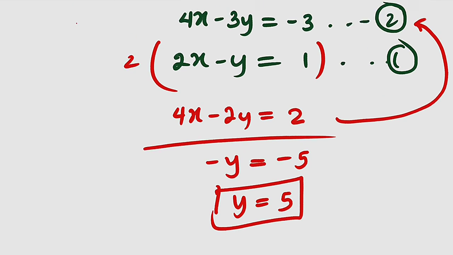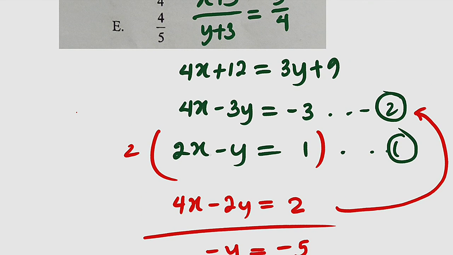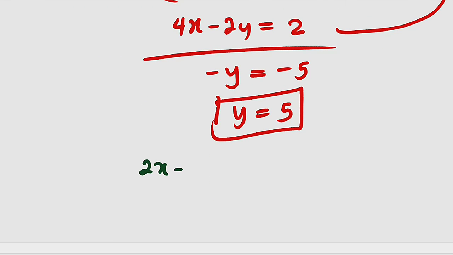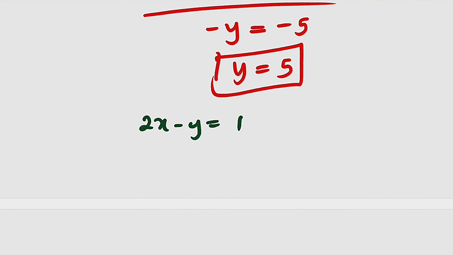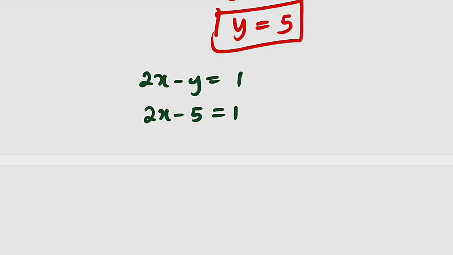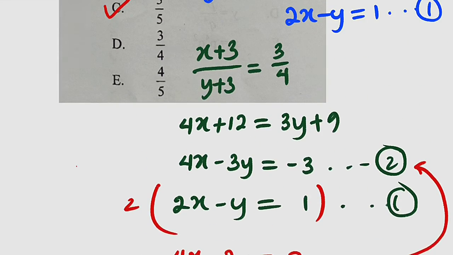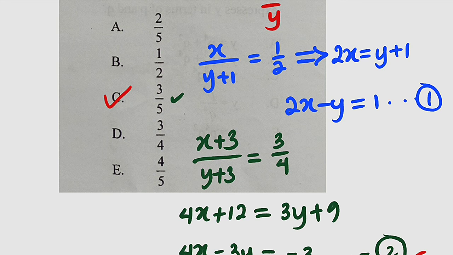So if y is equal to 5, what will be the value of x? I think we can use this equation. 2x minus y equal to 1. But y equal to 5, so we have 2x minus 5 equal to 1. Take 5 to the other side, we have 2x equal to 1 plus 5 is 6. Divide both sides by 2 and x will be equal to 3. So remember our fraction is x divided by y, which means what? 3 divided by 5. And 3 divided by 5 is option C.